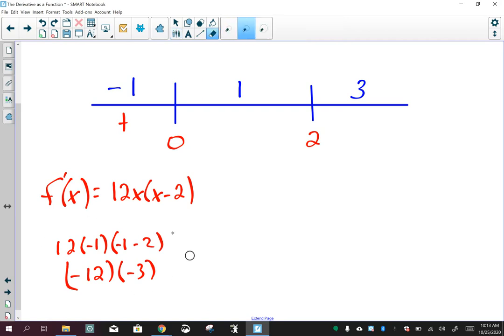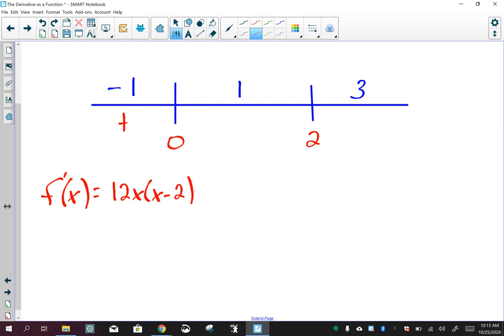And then I'm going to do the same thing in between. So I have 12 times 1, and then 1 minus 2. 12 times a -1, a positive and a negative gives me a negative.